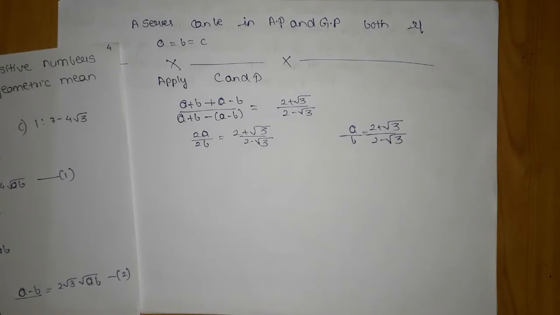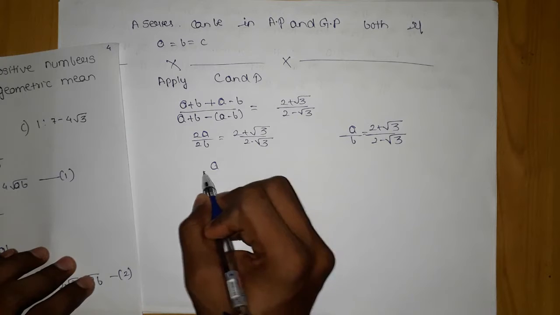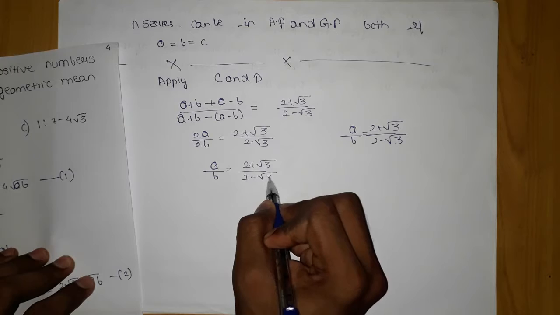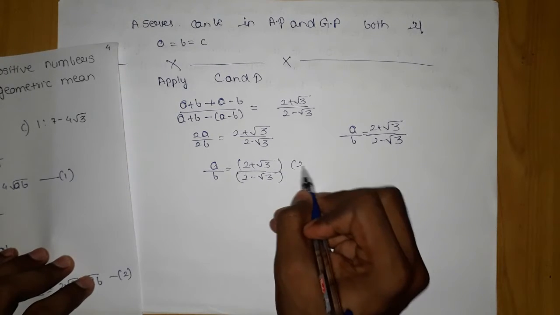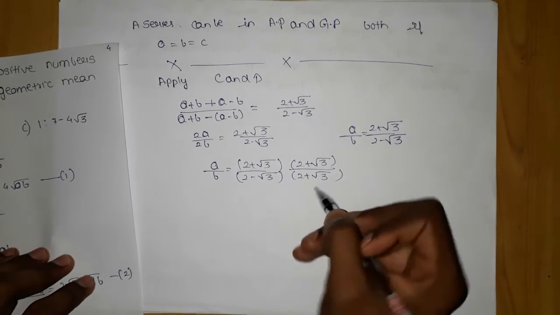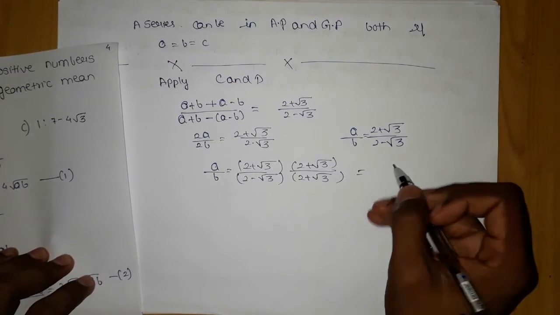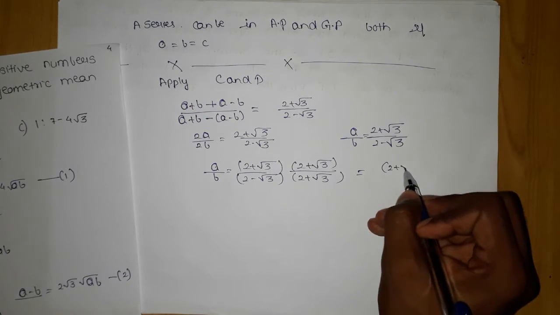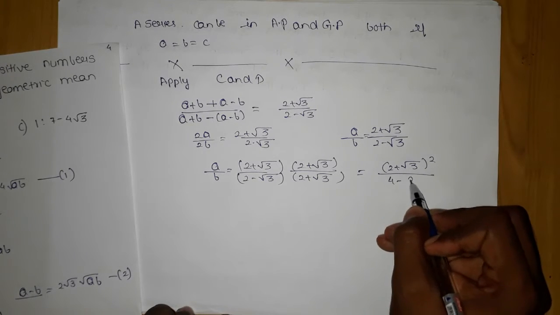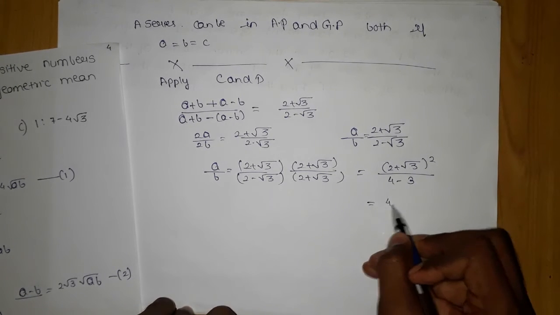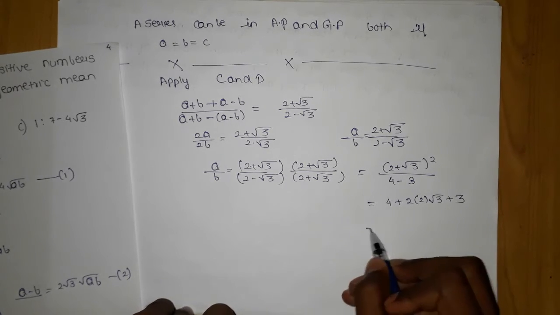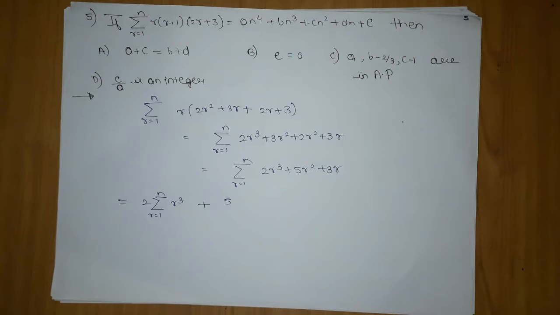But since it is a multiple choice correct question, you should be very cautious that there is a very high probability that by rationalization there may be some different form of this answer, and not marking it can cause you deduction of marks, so be careful. So this will give me 2 plus root 3 the whole square. Further on, what we are getting here is 4 minus 3, which will give me 4 plus 2 into 2 root 3 plus 3, which finally gives 7 plus 4 root 3.